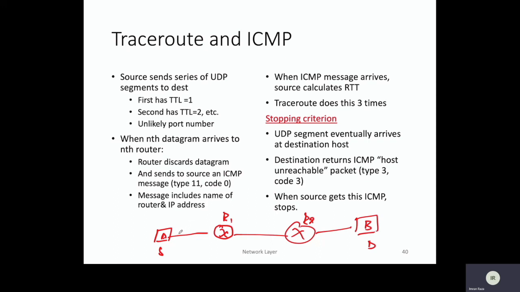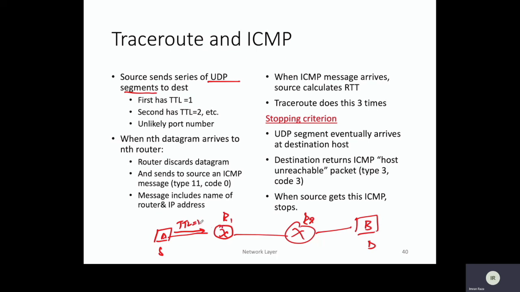So first of all, in traceroute, what the source will do is that it will send a packet, it sends a UDP segment, right? So it sends a UDP segment where the TTL value is 1, right? So TTL value is 1. So in this case, the A machine will send a UDP segment to the destination where the TTL value is 1. So when it reaches the router, R1 decrements its value by 1.